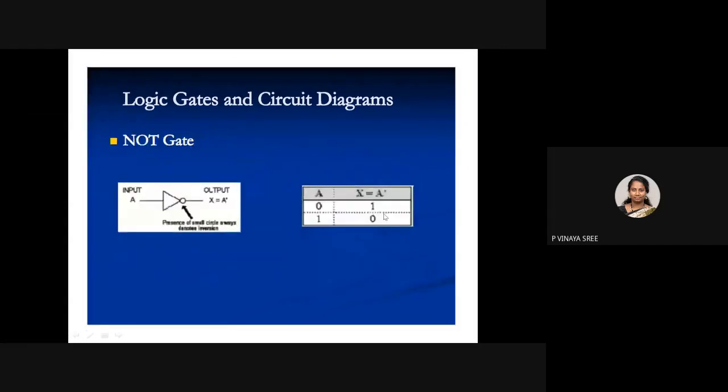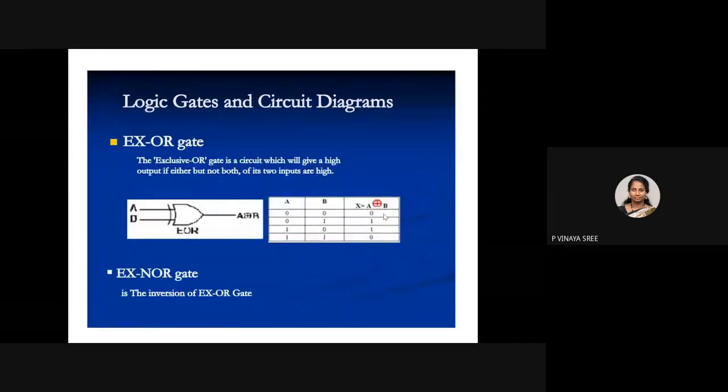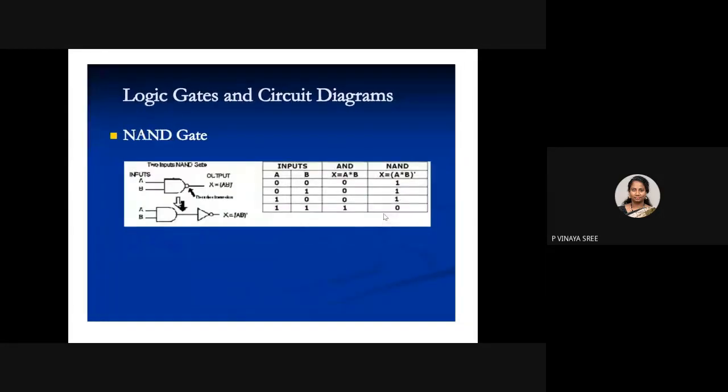So coming to NOT, if given an input as 0, you will get 1. Given an input 1, you will get 0. So let me start with the NAND.